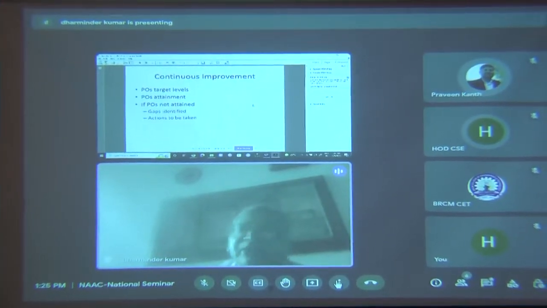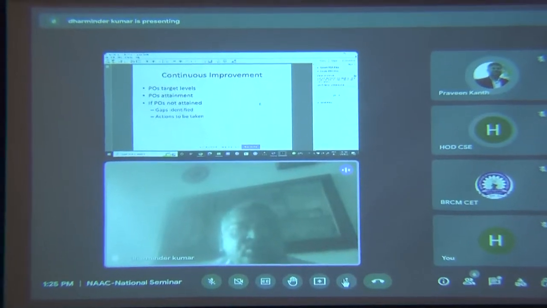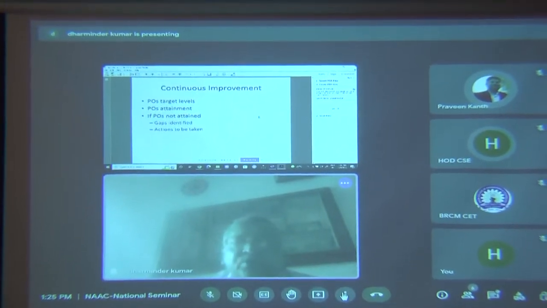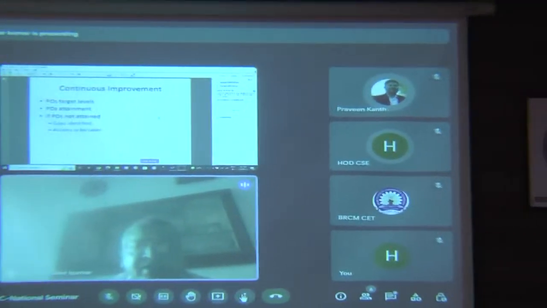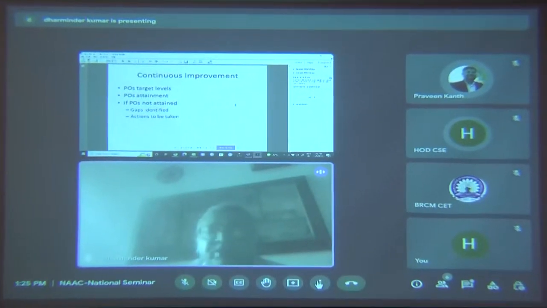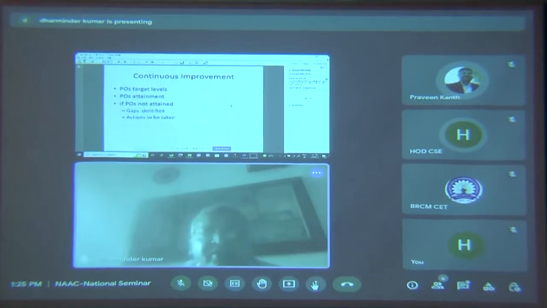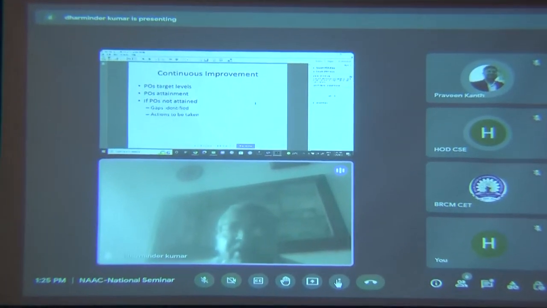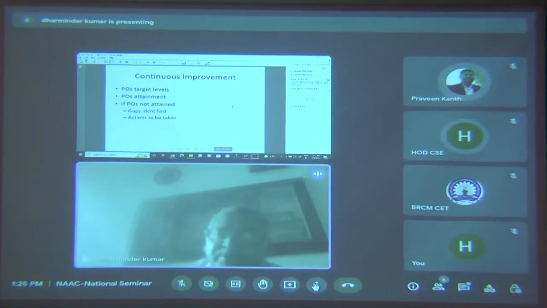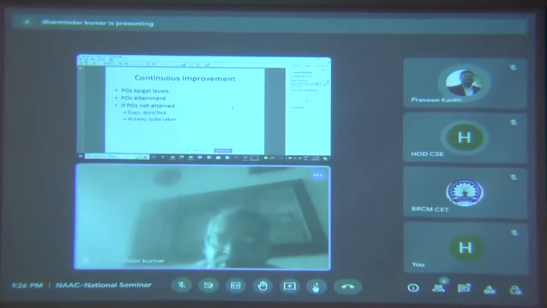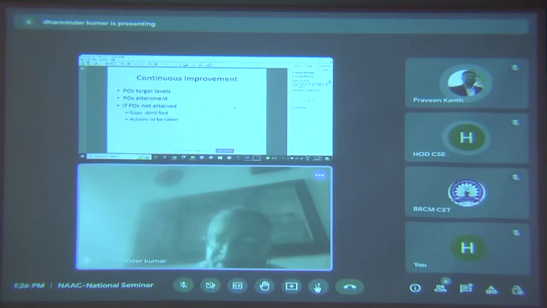नाउ कंटिन्यूअस इंप्रूवमेंट के लिए मुझे क्या क्या देखना है कि पीओ टारगेट लेवल्स क्या थे, पीओ अटेनमेंट वैल्यूज क्या है, ये पीओ नॉट अटेंड तो गैप्स आइडेंटिफाइड क्या है, और हमें एक्शन टू बी टेकन वो प्रपोज करना है. एंड इफ अटेंड तो हमें टारगेट लेवल्स को रिवाइज करना है सो दैट नेक्स्ट टाइम वी विल बी एबल टू अटेंड मोर विद मोर परसेंटेज.